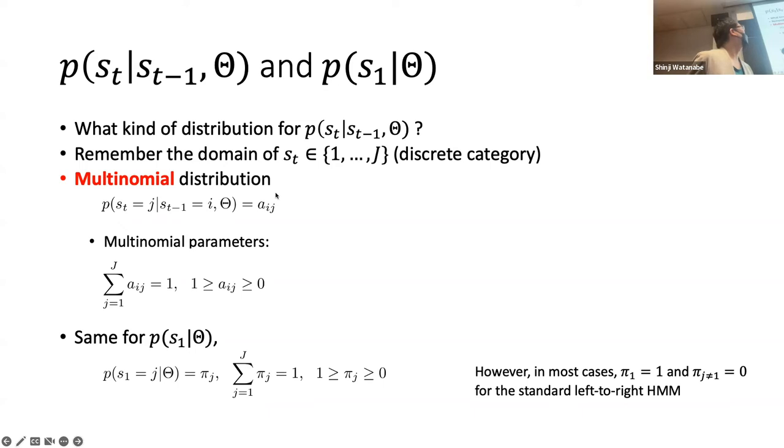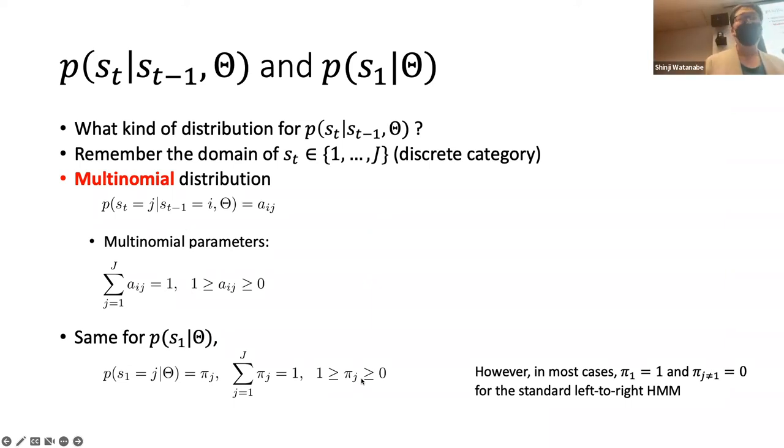Please note that in the multinomial distribution the parameter is this A that is listed here. And this satisfies the sum-to-one condition. So this is the basic setup of the multinomial distribution. The state transition, as I call it, is actually one of the parameters in the multinomial distribution. Okay. And actually the same discussion applies to this initial distribution of S_1, because this is also categorical. So we can just use the multinomial distribution and set this kind of parameter constraint.